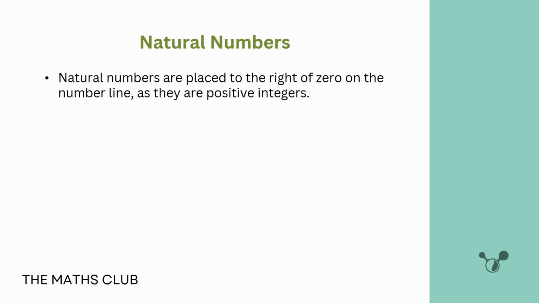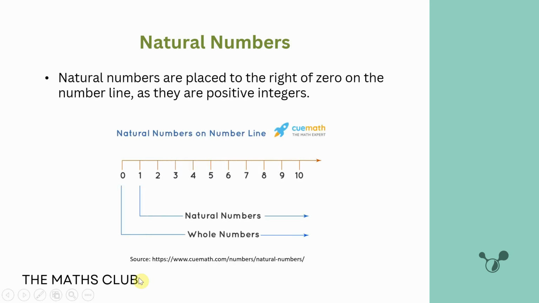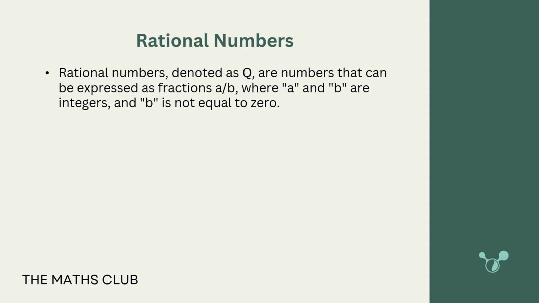Natural numbers are placed to the right of the 0 on the number line as they are positive integers. This makes sense. If you see our number line, you will see that to the right of the 0 up to this place, we're talking about whole numbers. But when we come from 1 to the right, we're talking about natural numbers. When we're talking about rational numbers, rational, what does it mean?